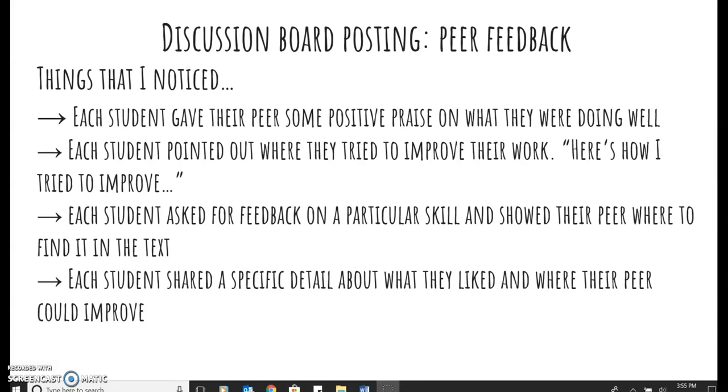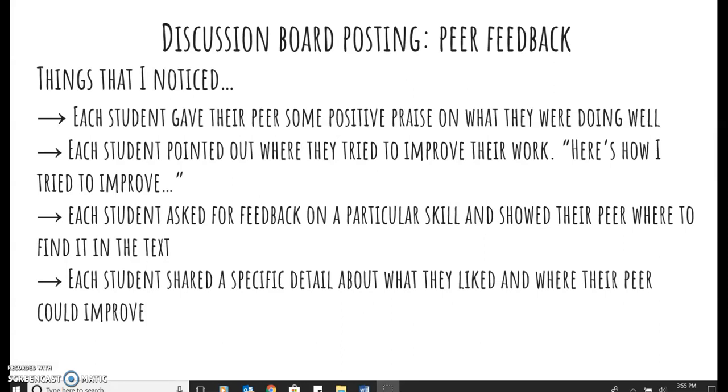The next thing I noticed is that each student asked for feedback on a particular skill. So the boy was asking if he could improve his introductions. That was the skill he was working on, and he showed her where to find that. And then the young girl was working on inserting her opinion into her work because she was working on a piece of opinion. And so the boy was able to point out this seems or the cat's seems. So he was very specific as to where he was seeing the skill carried out within her own writing.